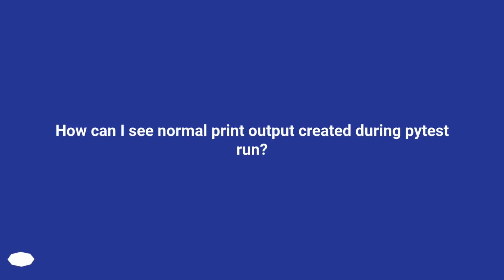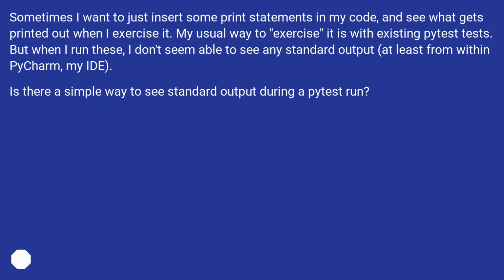How can I see normal print output created during a pytest run? Sometimes I want to just insert some print statements in my code, and see what gets printed out when I exercise it. My usual way to exercise it is with existing pytest tests. But when I run these, I don't seem able to see any standard output, at least from within PyCharm, my IDE. Is there a simple way to see standard output during a pytest run?